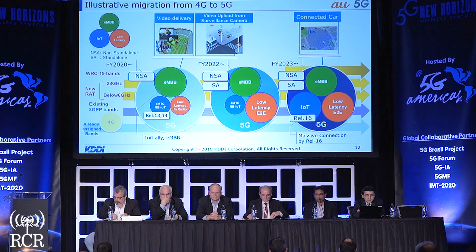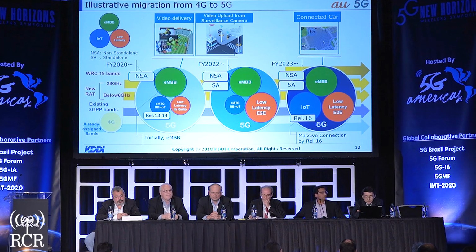So this slide shows an illustrative 5G roadmap in chronological order. In the left circle, around the year 2020, the initial commercial service will begin with eMBB expected based on the NSA scenario, which will be practical considering the 3GPP schedule. And those initial services will include, for example, video delivery in both uplink and downlink, and VR and AR.